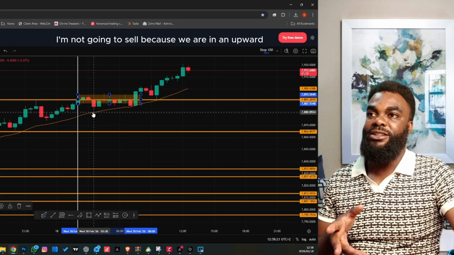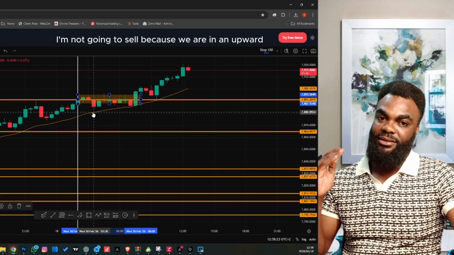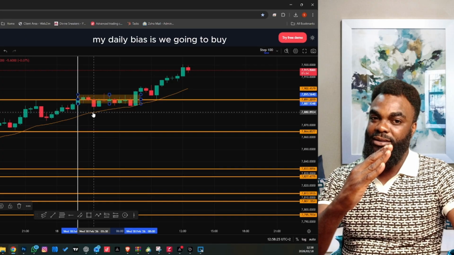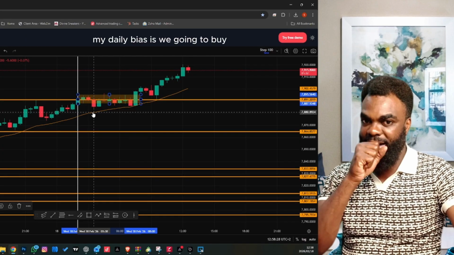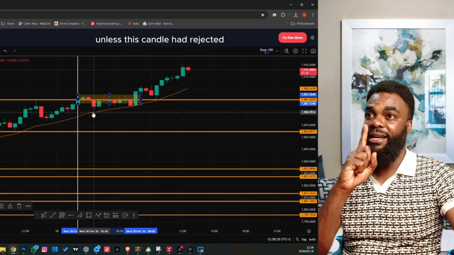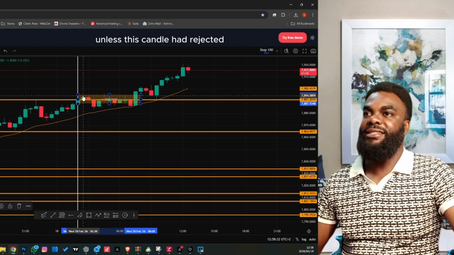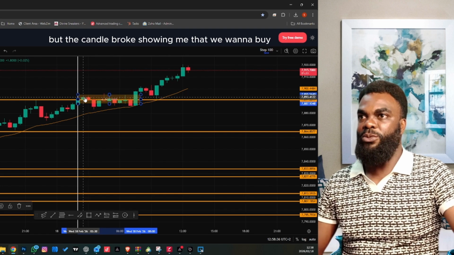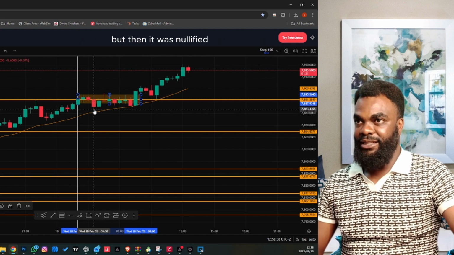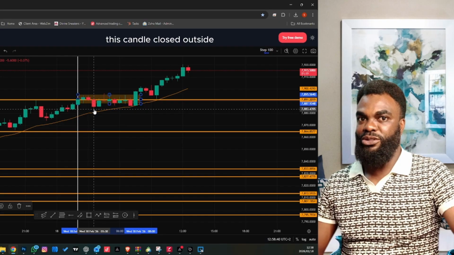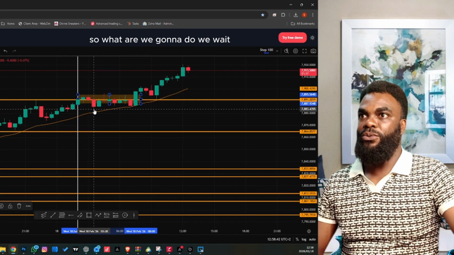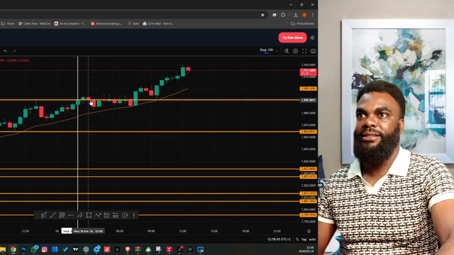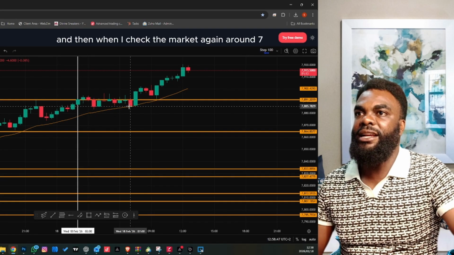I'm not going to sell because we are in an upward trend. My daily bias is we're going to buy, unless this candle had rejected. But the candle broke, showing me that we want to buy, but then it was nullified. This candle closed outside. So what are we going to do? We wait.